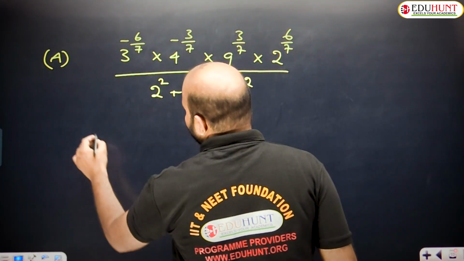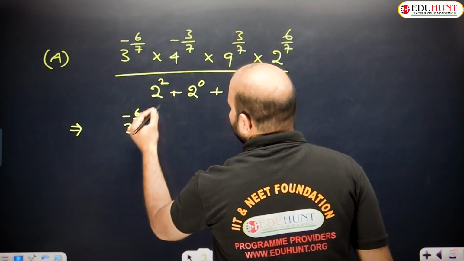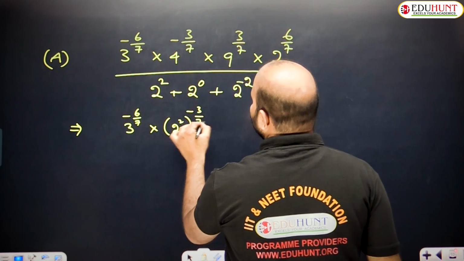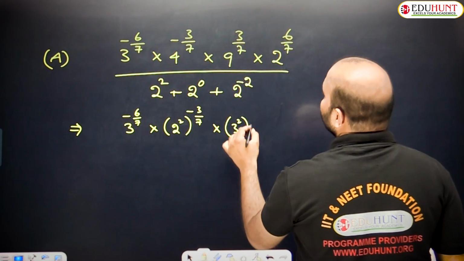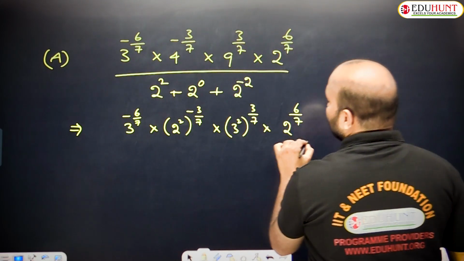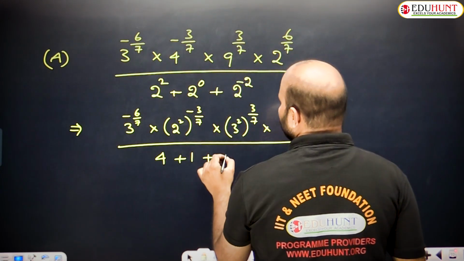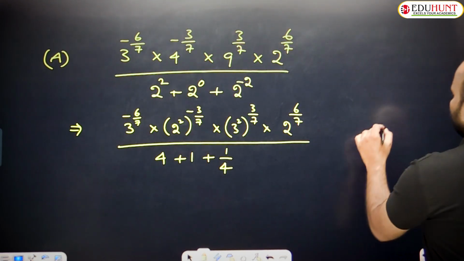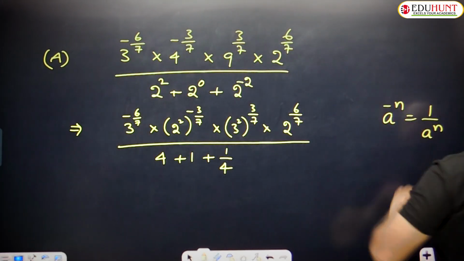So clearly we need to observe. It can be written as 3 power minus 6 by 7, into 4 can be written as 2 square, whole power minus 3 by 7, into 9 can be written as 3 square, whole power 3 by 7, into 2 power 6 by 7, whole divided by 2 square, value 4, plus 2 power 0, value 1, plus 2 power minus 2, which is 1 by 4. A power minus n can be written as 1 by a power n. So 2 power minus 2 can be written as 1 by 2 square, nothing but 1 by 4.